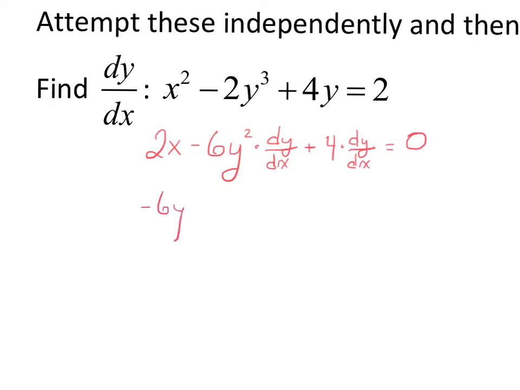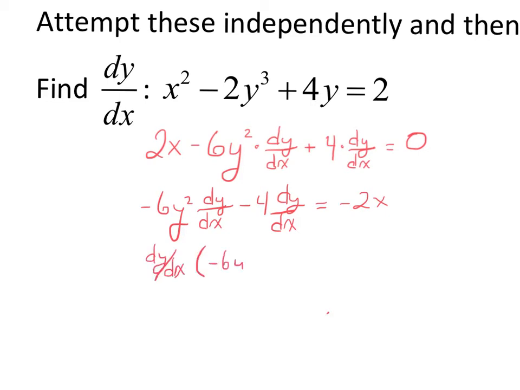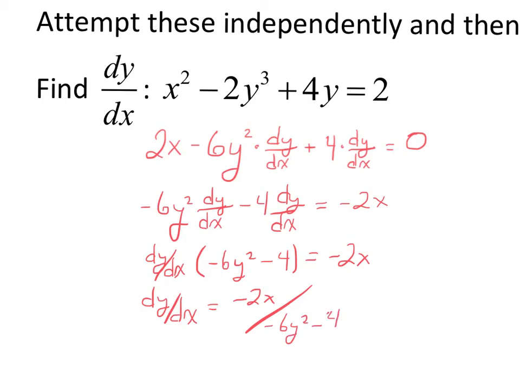So I'm going to move any term with dy dx to the left and everything else to the right. So we're going to have negative 2x on the right. Then we can factor. So dy dx is negative 2x all over negative 6y squared minus 4.